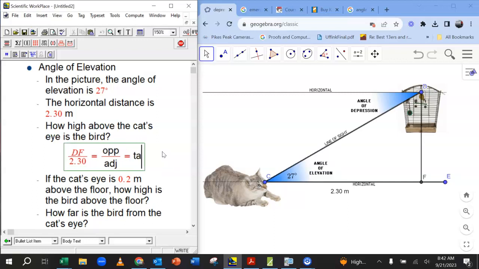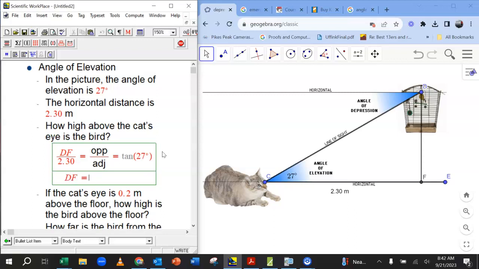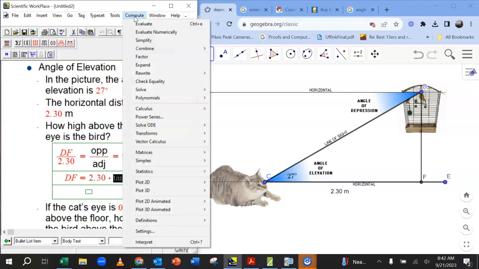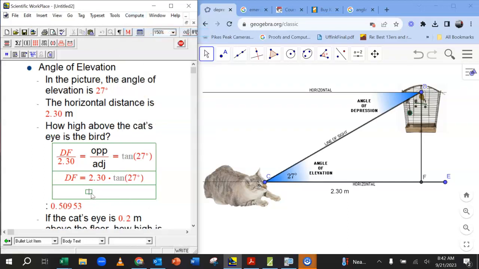We say that's called tangent, tangent of that angle. Okay, and so df will be 2.30 times tangent of 27 degrees. So this is so incredibly common, that the actual calculation you do is a certain side times a certain trig function of a given angle. Let me calculate the two pieces. Tangent of 27 degrees is 0.50953. I don't need quite that much accuracy, but we'll leave it in. And then, of course, you're going to multiply those together.